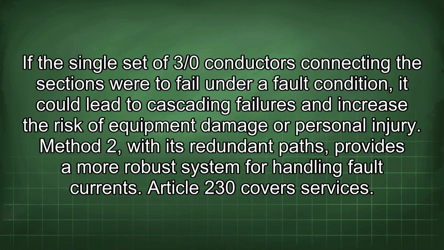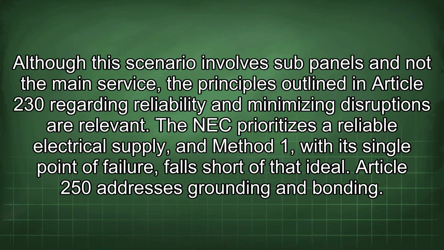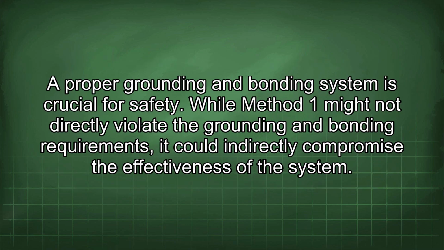Article 230 covers services. Although this scenario involves sub-panels and not the main service, the principles outlined in Article 230 regarding reliability and minimizing disruptions are relevant. The NEC prioritizes a reliable electrical supply, and Method 1, with a single point of failure, falls short of that ideal. Article 250 addresses grounding and bonding. A proper grounding and bonding system is crucial for safety.